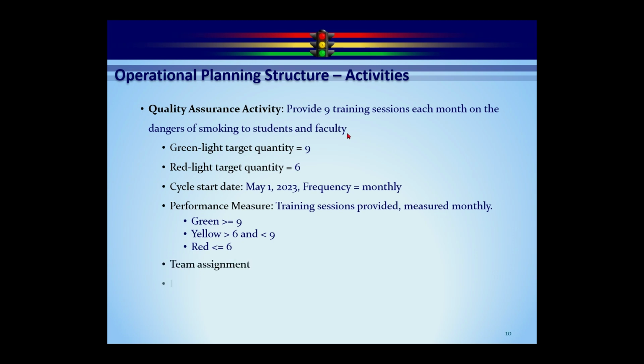And then again, we'll do the team assignments, partner assignments, and then our metric in this case is just how many training sessions did we provide. So if I go in at the end of the month and say, hey, we did 9 training sessions, boom, the light turns to green, and we move forward to the next month.